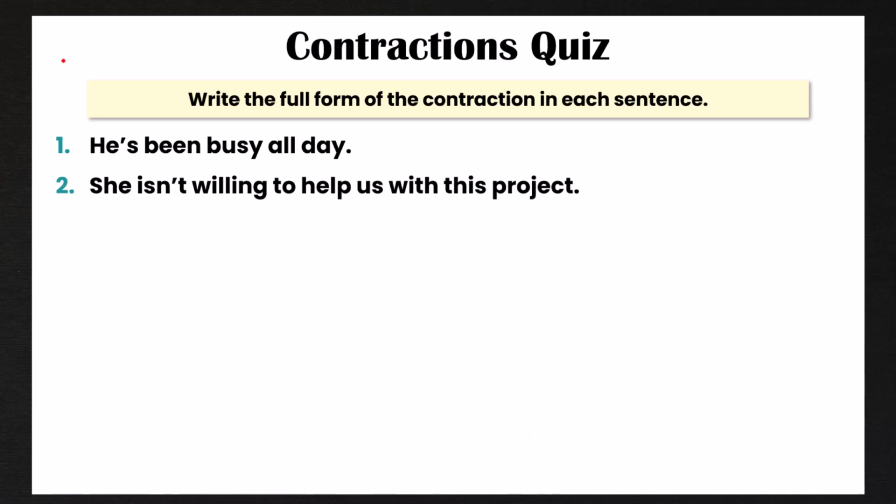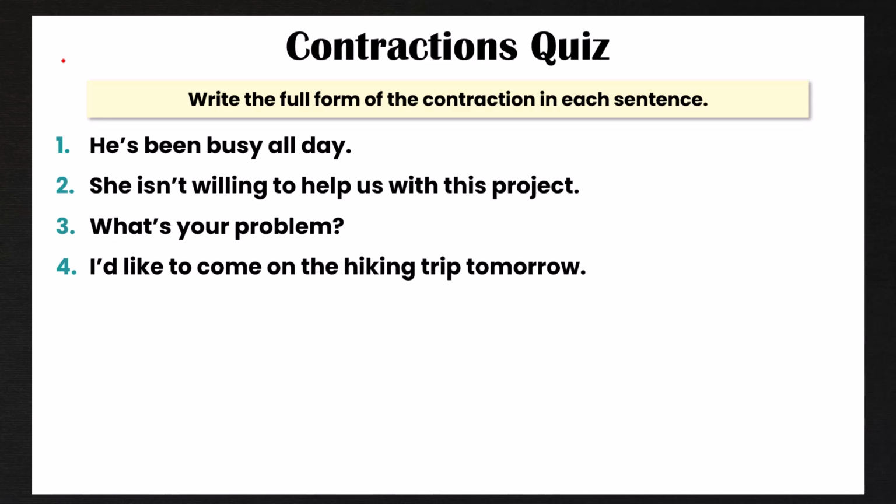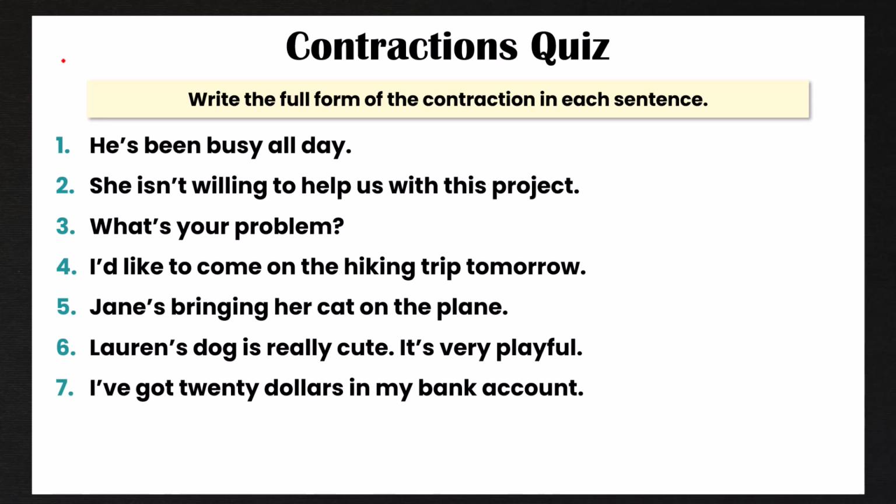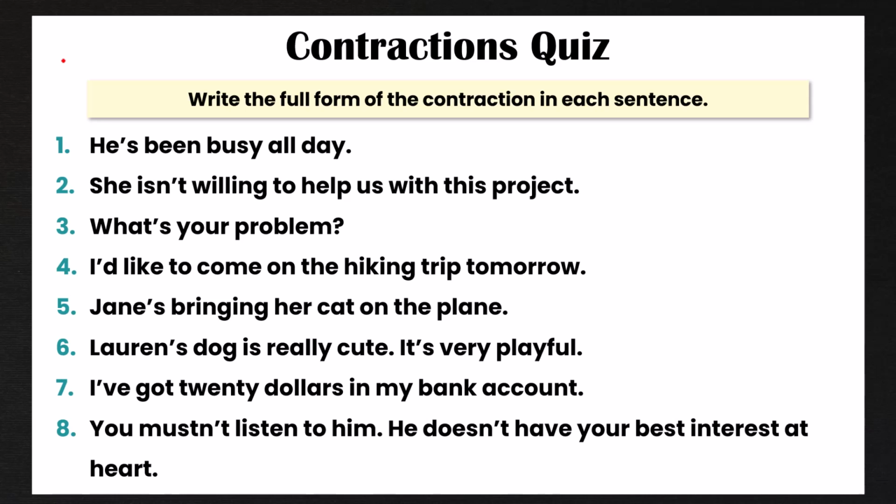Number 2, she isn't willing to help us with this project. Number 3, what's your problem? Number 4, I'd like to come on the hiking trip tomorrow. Number 5, Jane's bringing her cat on the plane. Number 6, Lauren's dog is really cute. It's very playful. Number 7, I've got $20 in my bank account. And finally, number 8, you mustn't listen to him. He doesn't have your best interest at heart.